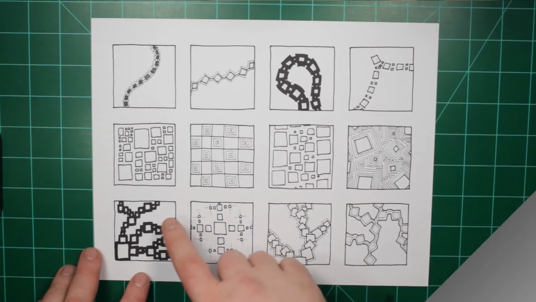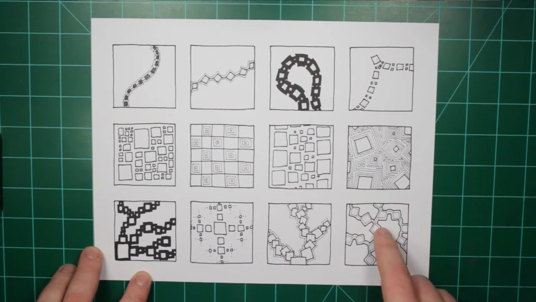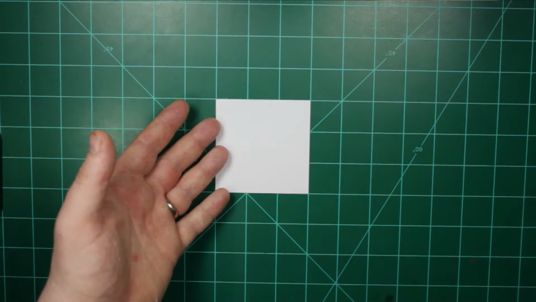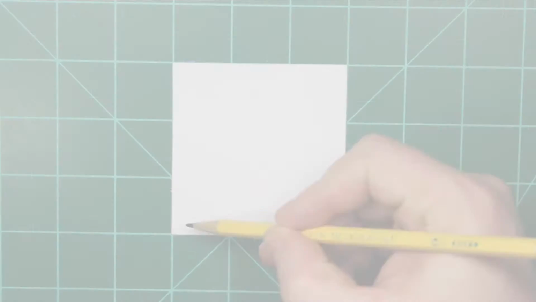For last week's Zentangle, I showed you 12 different patterns using nothing but squares. Today, I'm going to draw a tile using some of those patterns.